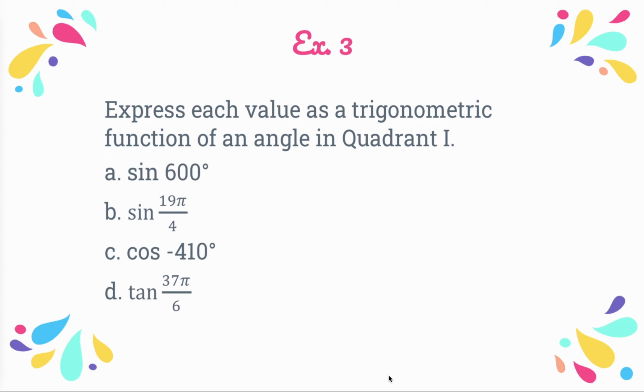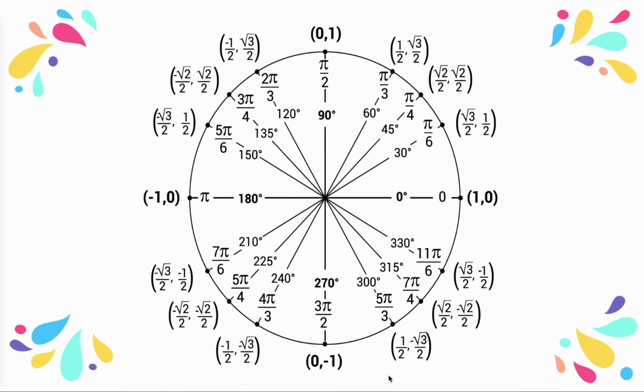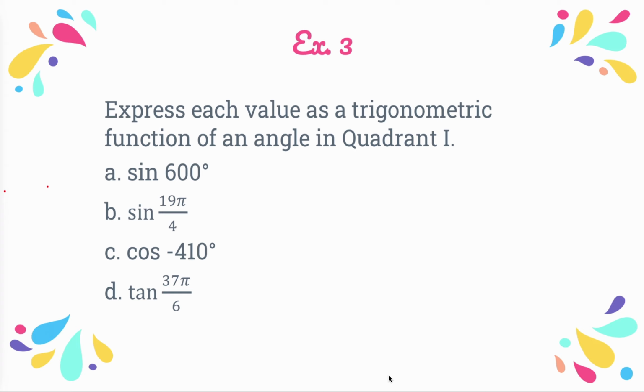All right, so express each value as a trigonometric function of an angle in quadrant 1. We always want to start with case 1 to get an angle between 0 and 360. And all of the cases work just the same with radians, if you use 360 degrees equals 2 pi radians, or 180 degrees equals pi radians. So we always want to start with case 1 to get an angle between 0 and 360, or between 0 and 2 pi.